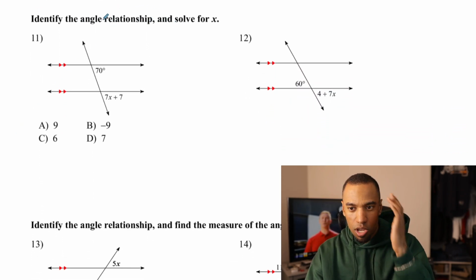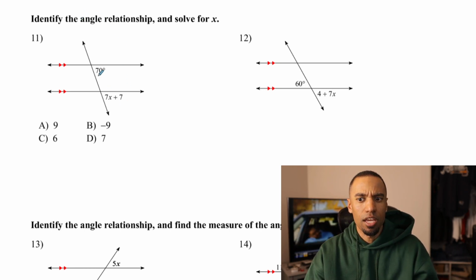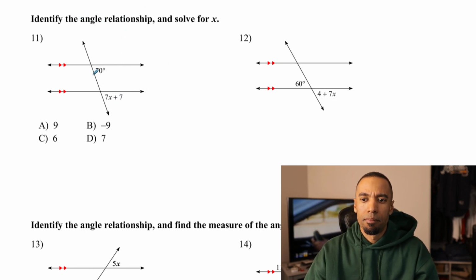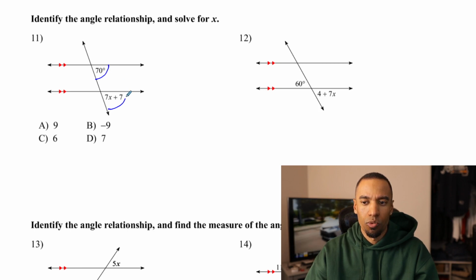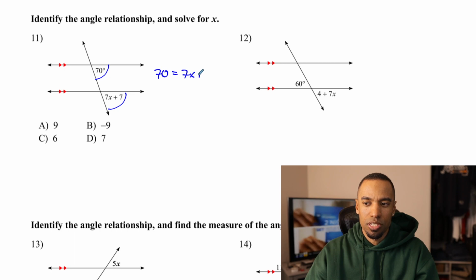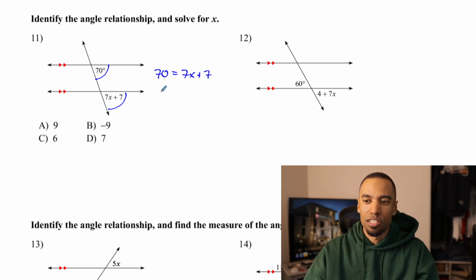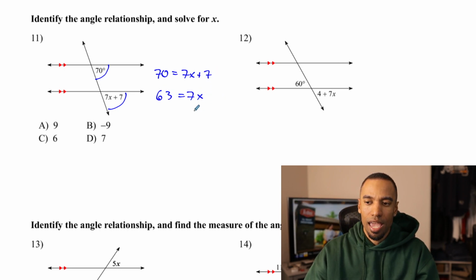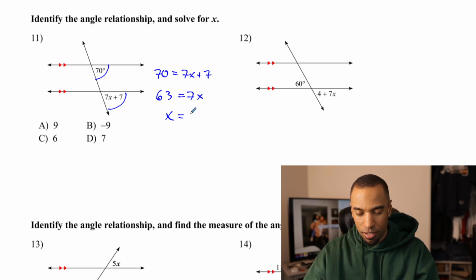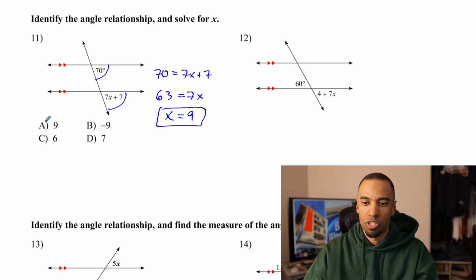Identify the angle relationship and solve for x. I think it's the same thing. Oh, now it's a little more algebra. Corresponding angles right there. When lines are parallel, corresponding angles are congruent. So 70 equals 7x plus 7. I can subtract 7 and divide by 7. I get x equals 9. And that's my answer right there.